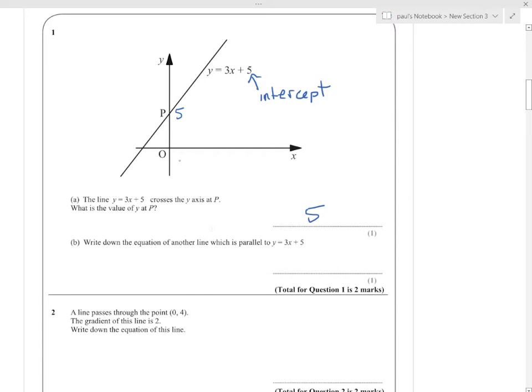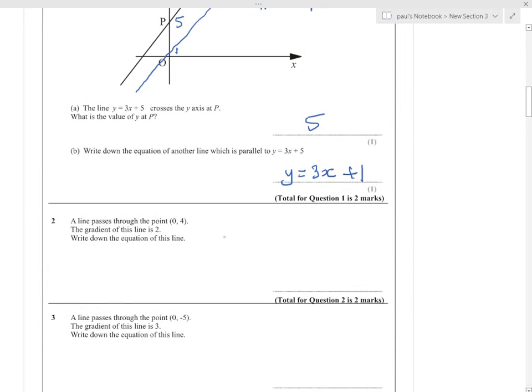So parallel line, let's do a parallel line there. So it's parallel, so the gradient is going to be the same. That's what makes it parallel. So y equals 3x, and we've just moved it further down, so we'll call that 1. So we put plus 1 down there. It could be anything, as long as the gradient is the same.